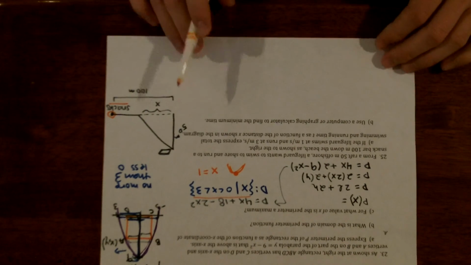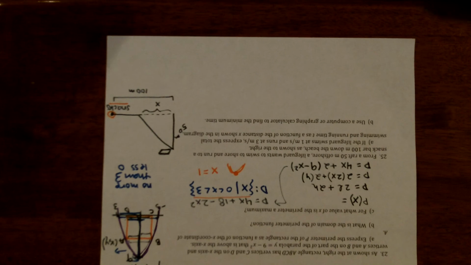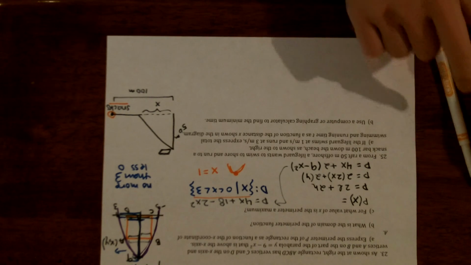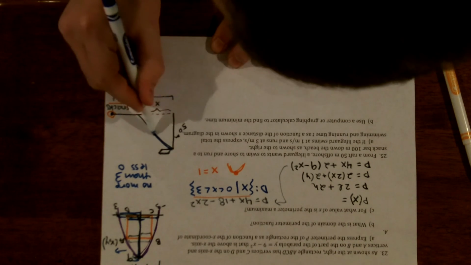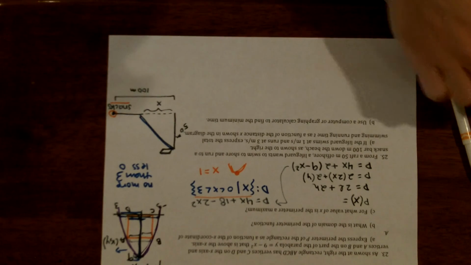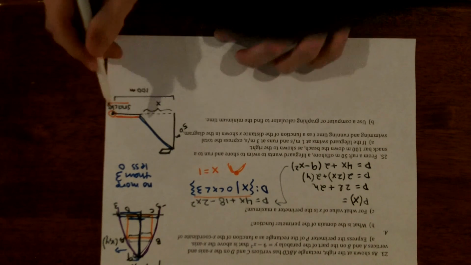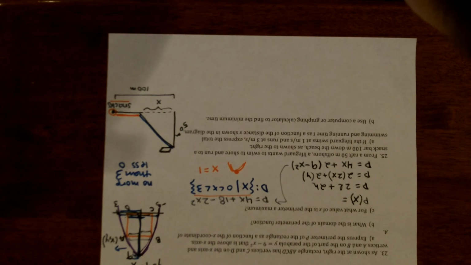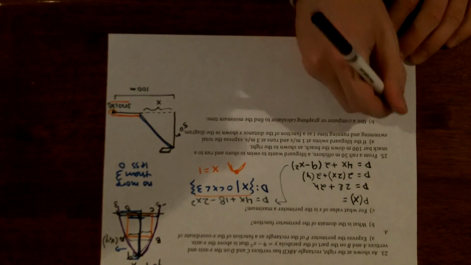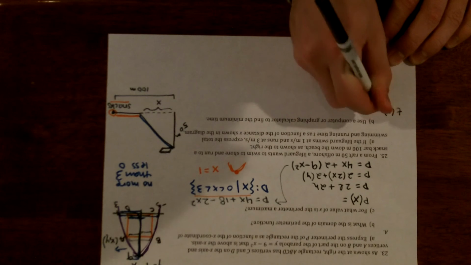All right, the last problem, 25. From a raft 50 meters offshore, a lifeguard wants to swim to shore and run to a snack bar 100 meters down. So here's our raft. The lifeguard wants to swim to the shore and then run to the snack bar. In part A, if the lifeguard swims at 1 meter per second and runs at 3 meters per second, express the total swimming and running time, t, as a function of the distance x shown in the diagram. So we want our end goal to be t as a function of x.